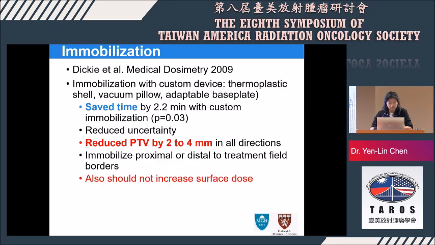These are all important. So Colleen, Dickey, and others show that it's very important to customize the immobilization for the extremity sarcoma patient. On average, you save about 2.5 minutes or 2.2 minutes with custom immobilization, and reduce uncertainty, and can reduce the PTV by 2 to 4 millimeters in all directions. It's important to immobilize the movable joints proximal and distal to the treatment field and borders, and also make sure that the immobilization does not increase the surface dose and does not end up having a bolusing effect.